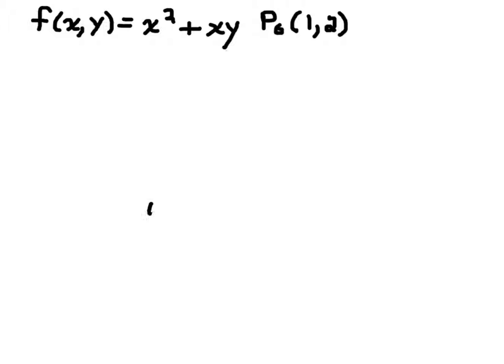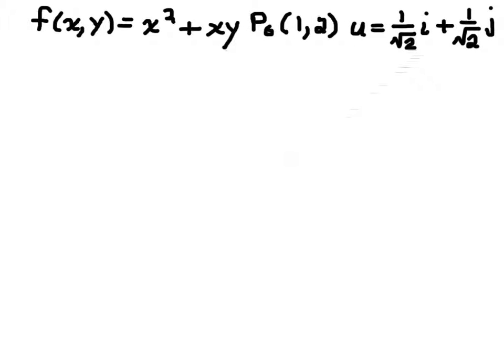in the direction of unit vector u, which is equal to 1 over radical 2 in the i direction plus 1 over radical 2 in the j direction. I'll put a comma between each one so you can tell them apart. This is where our function ends, there's our point, and there's u.